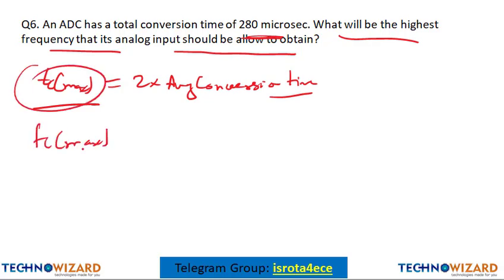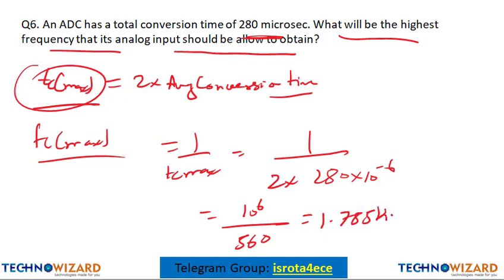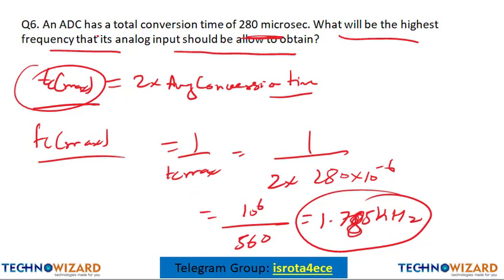I can write F max is equal to 1 upon T max, which is equal to 1 upon 2 into the average conversion time of 280 microsecond, that is 280 into 10 to the power minus 6. On solving this, this will be 10 to the power 6 upon 560. On solving this, you will get 1.785 kilohertz as the answer. Therefore, the highest frequency will be 1.78 kilohertz.